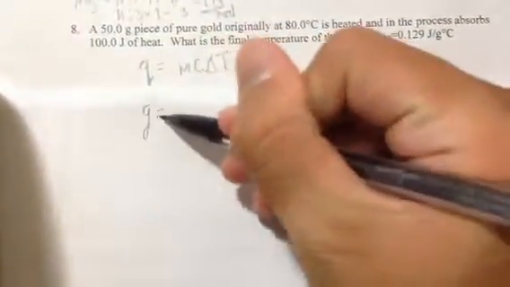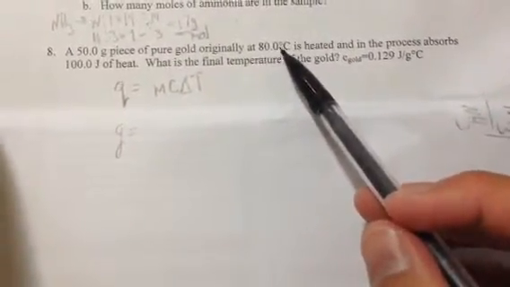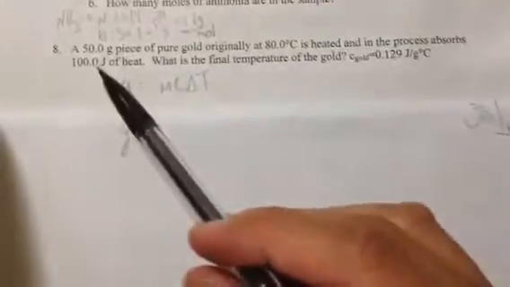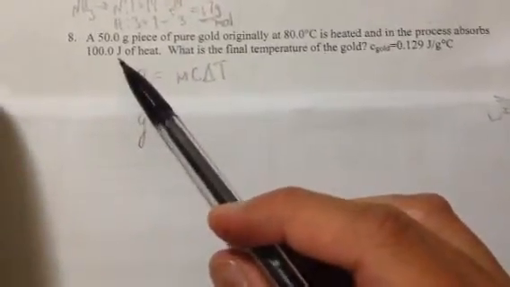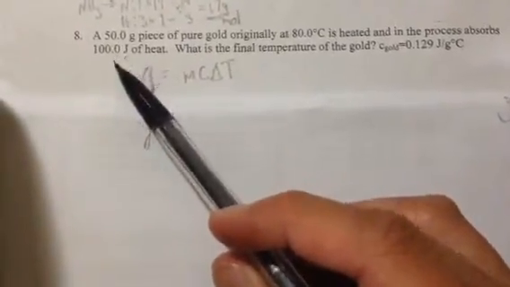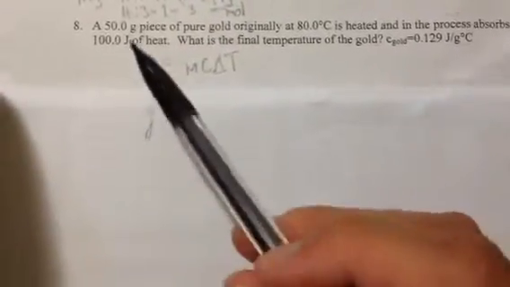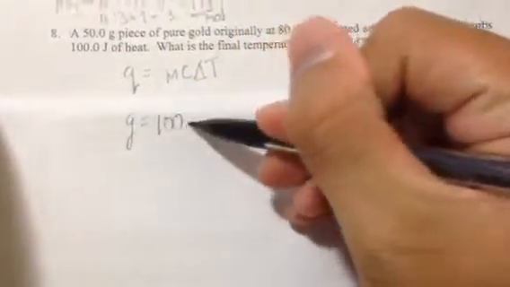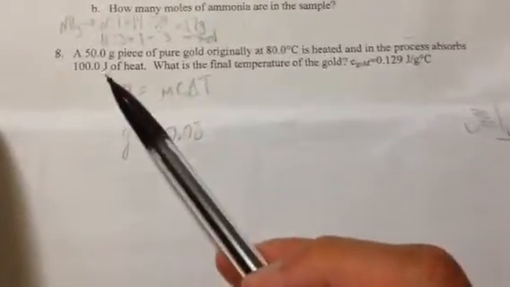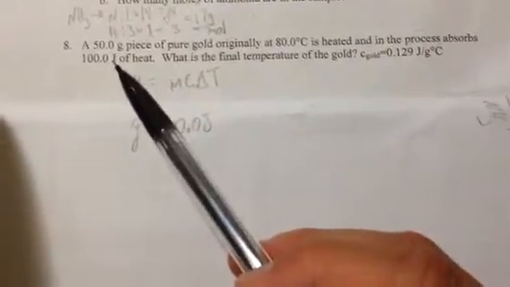Let's see if I have a heat. Do I have a heat present? 50 grams, it's not a heat. 80 degrees Celsius, it's not a heat. Oh, joules, wait a minute, is that energy? Yes, it is. And by the way, this is a Q, not a G. I'm sorry, I write my Q's weird. So that's 100 joules. I have 100 joules of heat being transferred.